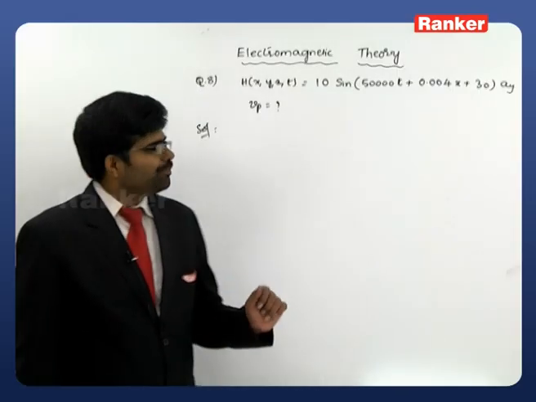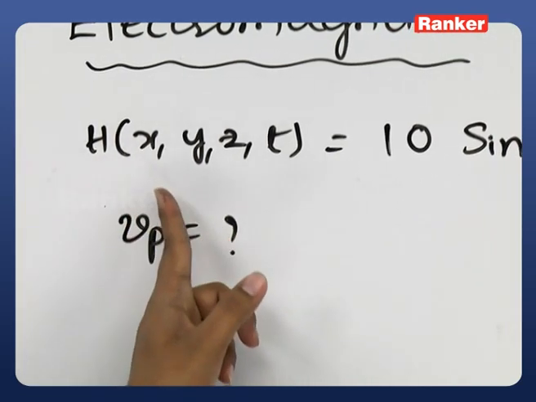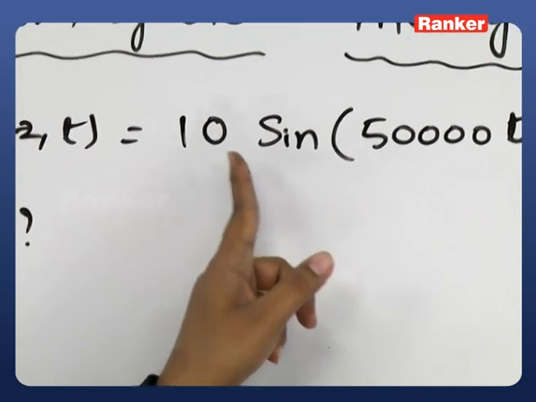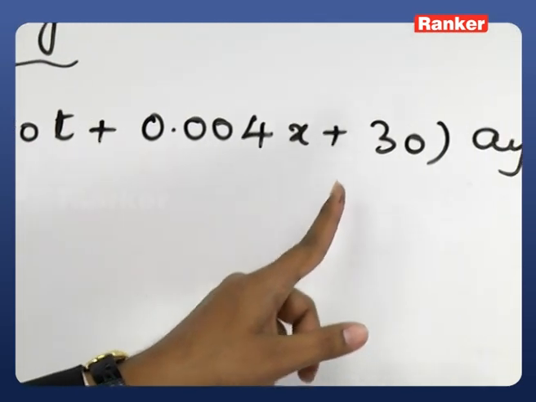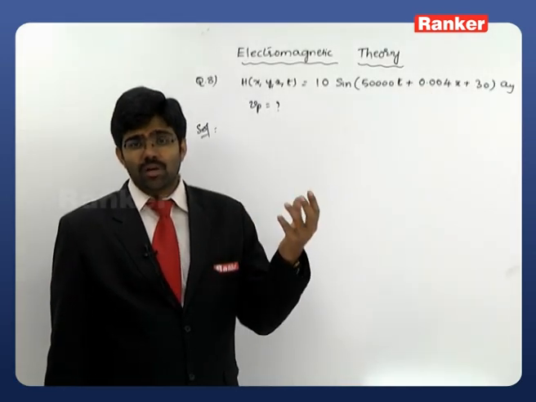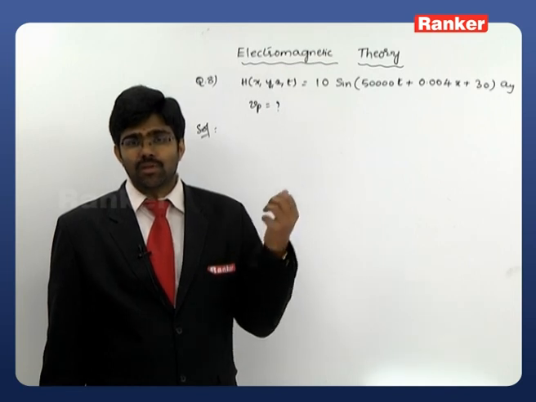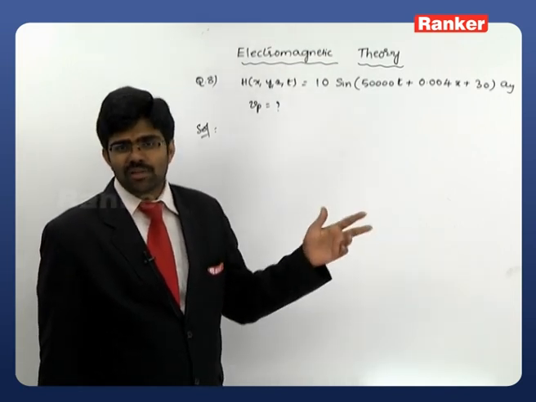Here clearly observe, the given quantity is the magnetic field intensity. The magnetic field intensity is a function of time and it is given as 10 sine(50,000 t plus 0.004 x plus 30) ay ampere per meter. If you understand what the quantity is and what each part of it means, the problem is very simple. Just compare this with the standard one that we have.